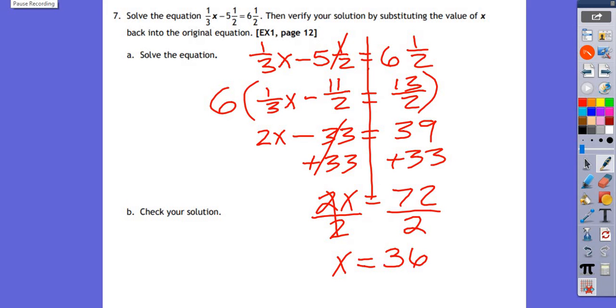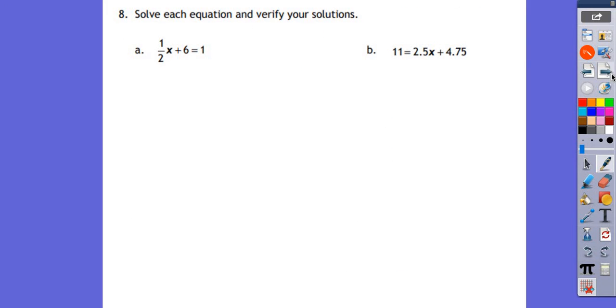I have one more problem, 8B. 8B has decimals. I was never very good with decimals, especially when it comes to dividing them. So I had to figure out how I could work around that.